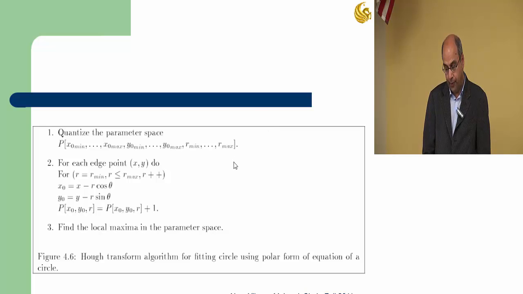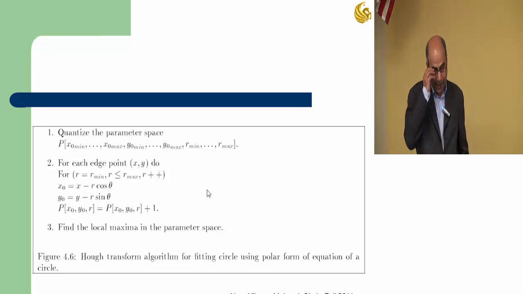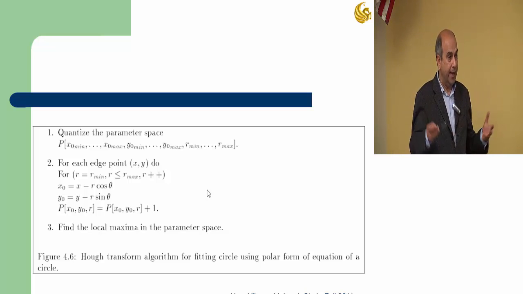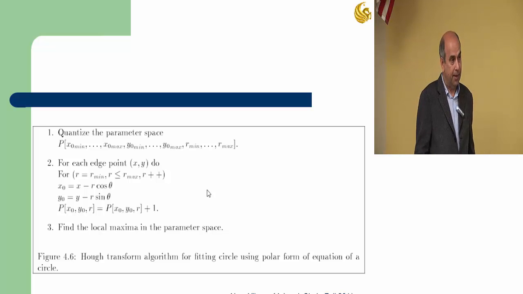So therefore we will loop through different values of the radius, and then we already know the theta from the gradient, and we know the x, y. We'll find x0, y0. So our x0, y0 will go to that particular cell, and we'll increment by 1, give it a vote, and then we'll find the maximum of that. Same algorithm, just replace these couple of lines, which is good.